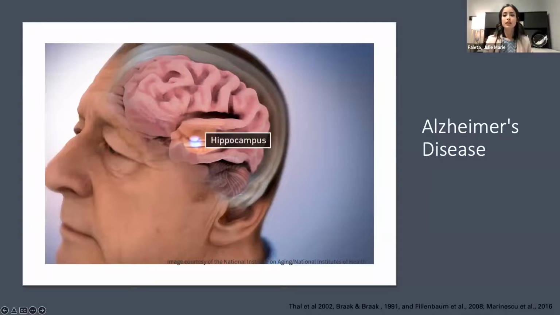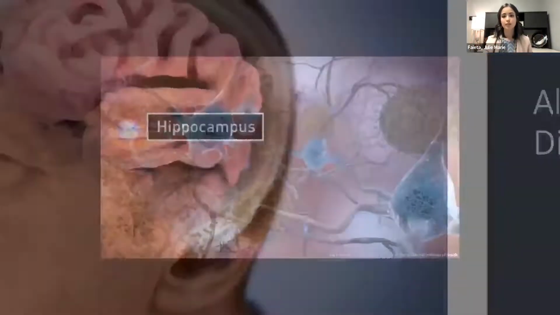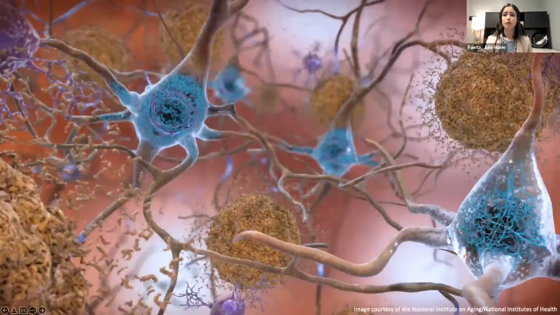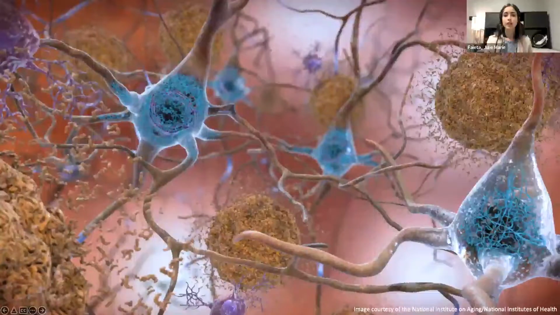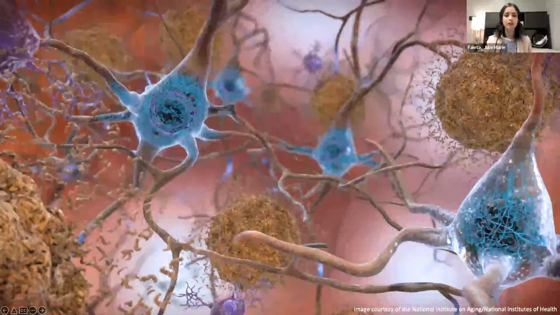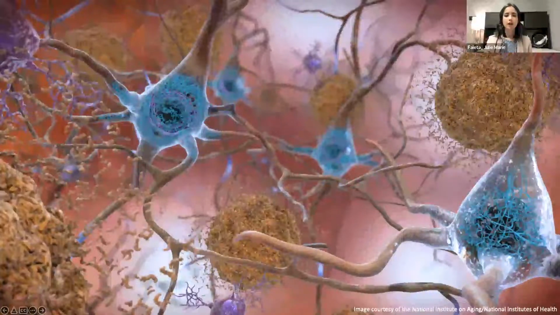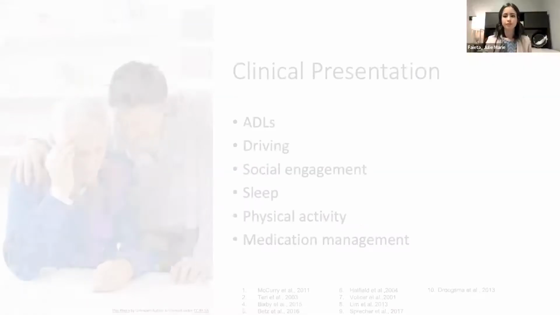Additionally, Marinescu et al. 2016 describes the sequence of atrophy throughout the brain as the condition progresses, and this begins in the hippocampal and association regions and then progresses throughout the brain. This is a picture of both intracellular tau and extracellular amyloid beta and collections of amyloid beta into neuritic plaques. And this is really hallmark AD pathology that you see here. So that's the pathological presentation.